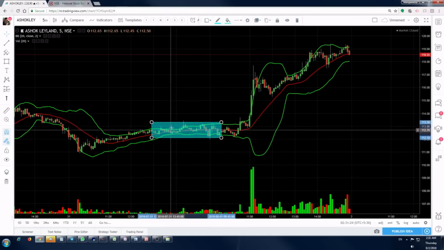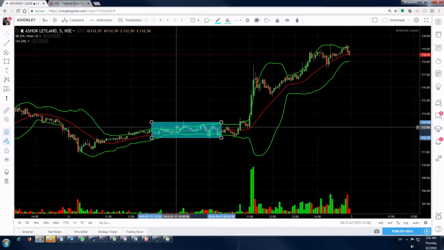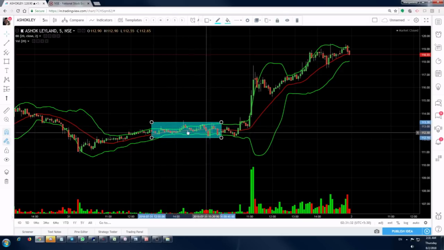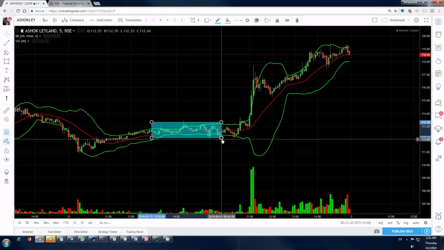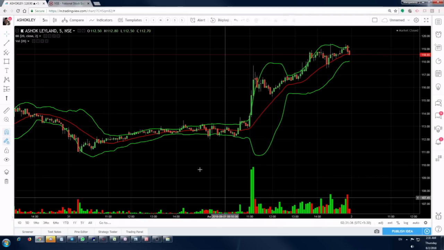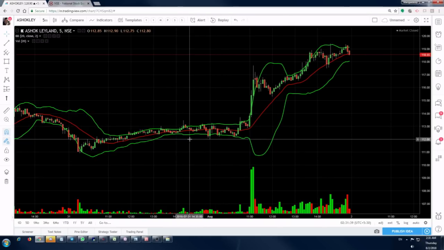Right, so this is a very narrow range, and the upper band and the lower band are almost parallel to each other. So we can say that this is a channel. Now whenever we see that a channel is being formed, we should get a sense that some move is going to happen either in the upward direction or in the downward direction.